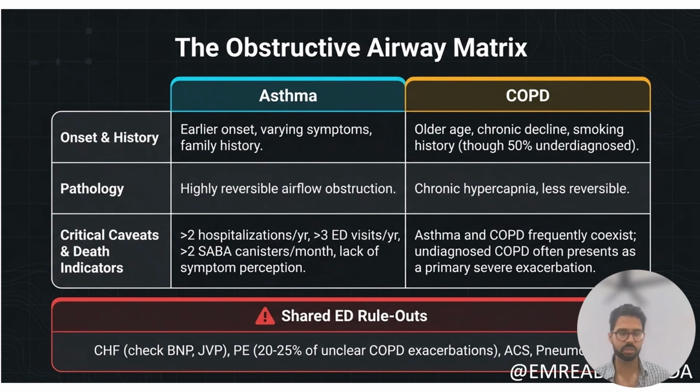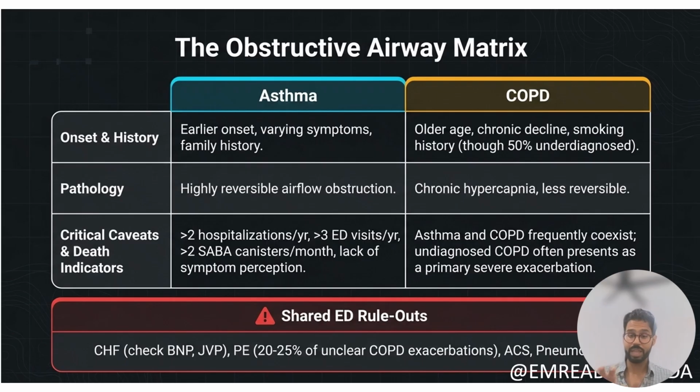Once again, critical indicators for asthma: more than 2 hospitalizations in a year, more than 3 ED visits in a year, more than 2 SABA canisters per month, and a lack of symptom perception.